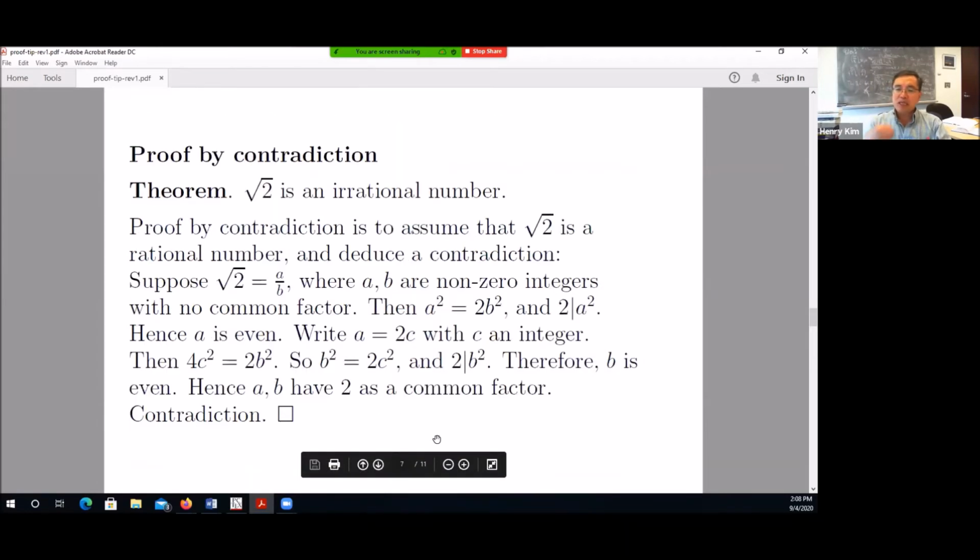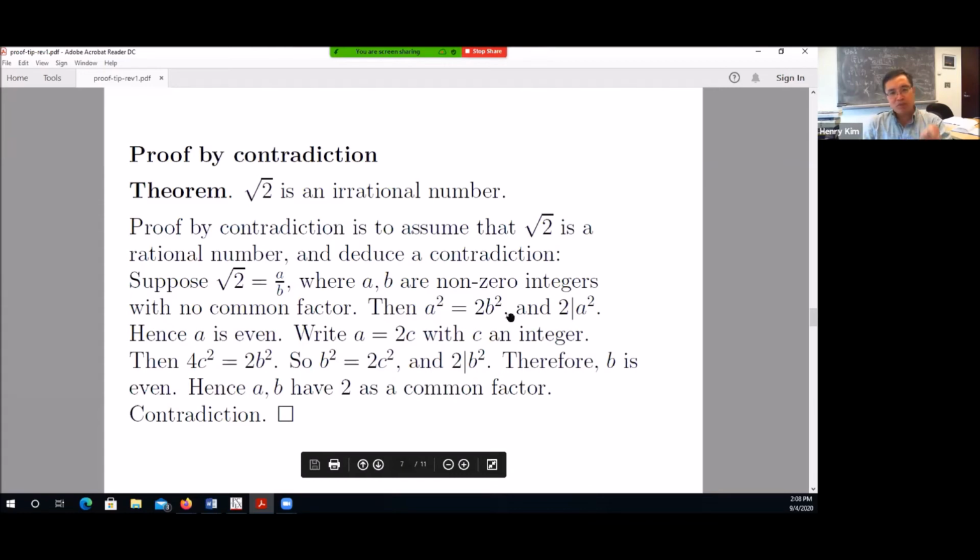And thirdly, proof by contradiction. Suppose we have this theorem: the square root of 2 is an irrational number. Proof by contradiction is to assume that the square root of 2 is not irrational, and deduce a contradiction. So suppose the square root of 2 is written as a over b, where a and b are non-zero integers with no common factor. Then a squared equals 2b squared.